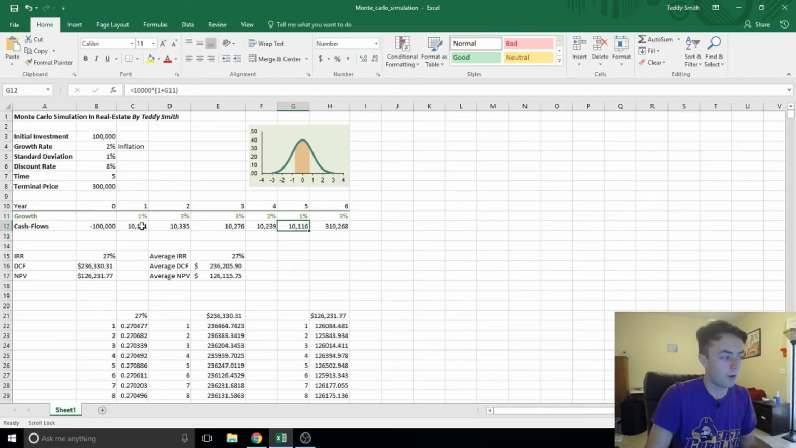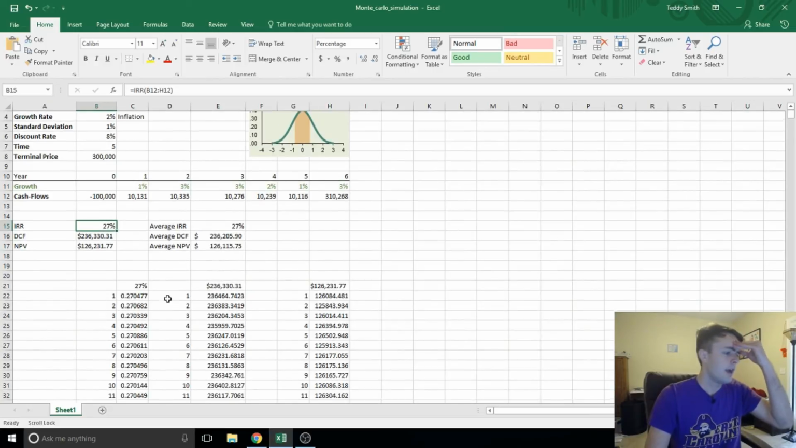So maybe year 1, cash flows are times by 1%. Year 2, we had theoretically tremendous growth, and year 3, we had 3% growth. So like I said, the Monte Carlo simulation is spitting out random numbers here. And for this one Monte Carlo simulation, we had an IRR of 27%, a discounted cash flow of 236,000, NPV 126. Those look like good numbers, but then again, this is just a hypothetical simulation here.